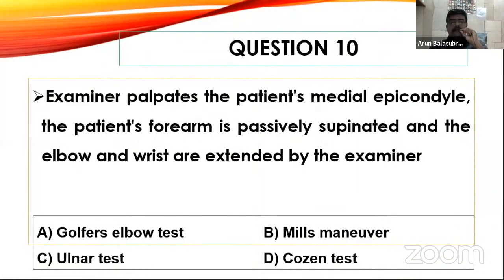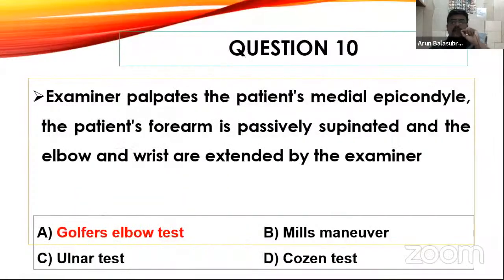Right, question number 10. The examiner palpates the patient's medial epicondyle. Very, very easy question. The patient's forearm is passively supinated and the elbow and wrist are extended by the examiner. Is it the Golfer's test, Mills manoeuvre, Cozen test, or Polesen test? Right, very, very good. So A is the medial epicondyle.